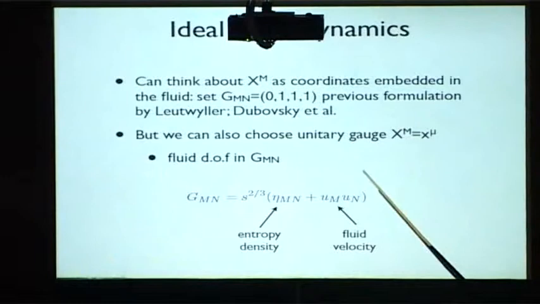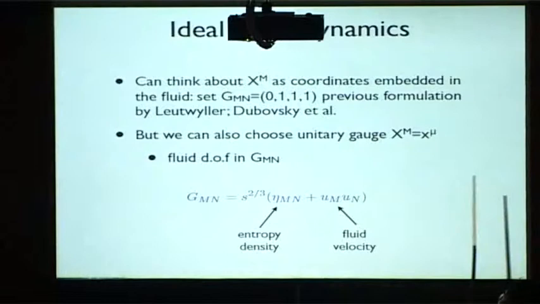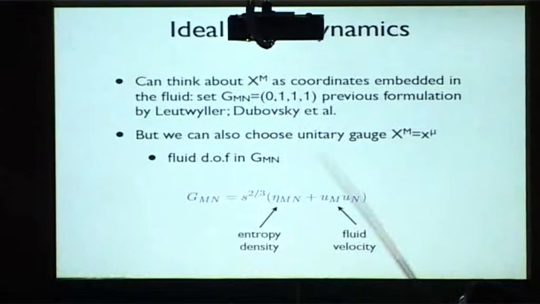So physically, what is this Xm? If you think about the fluid, we can draw a coordinate system in the fluid, and then as the fluid moves, it defines a co-moving coordinate system. This Xm is nothing but the coordinates of the system of coordinates co-moving with the fluid. This is one way to think about the physical Xm. Basically, it corresponds to choosing a gauge in the formulation of the previous case where the metric has the form of a diagonal 0, 1, 1, 1.